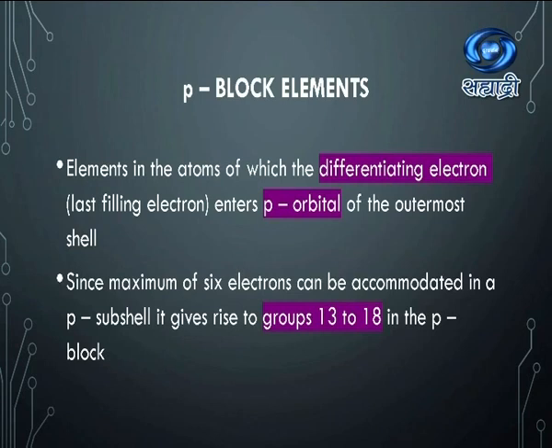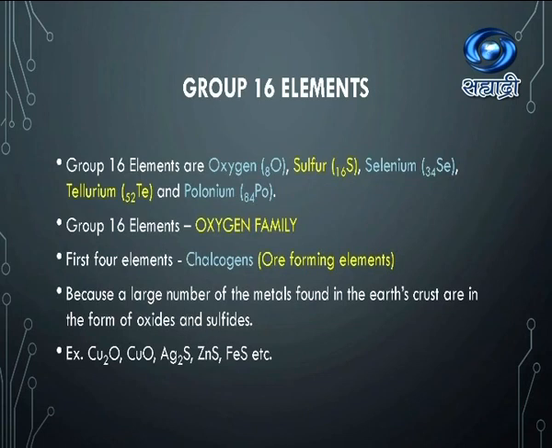So there are a total of 6 groups present in the P block, of which we studied group 13, group 14 and group 15 in last year's syllabus. This year we are going to discuss group 16, group 17 and group 18 elements. Now what are group 16 elements? Group 16 elements are oxygen, sulfur, selenium, tellurium and polonium.